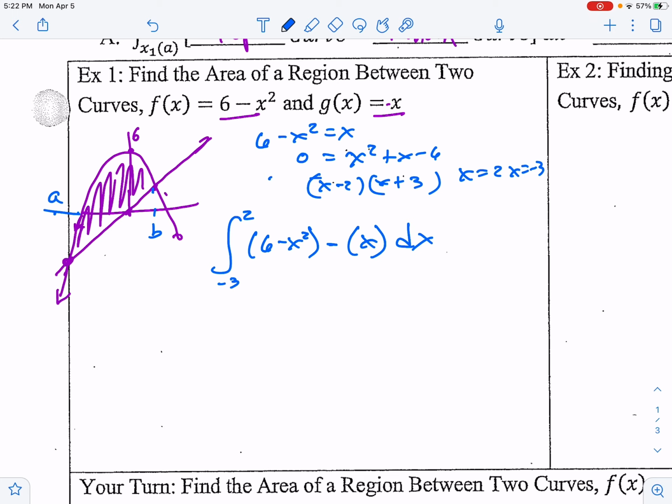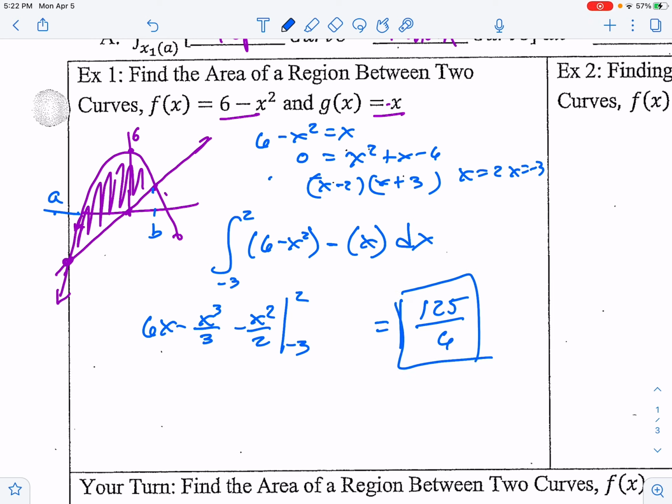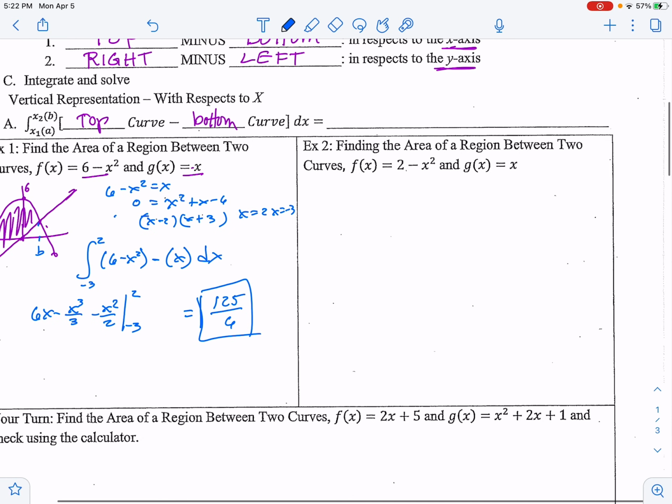So the integration ends up being 6x minus x cubed over 3 minus x squared over 2, and I'm going to integrate from negative 3 to 2, and you plug them all in, and your answer ends up being 125 over 6. 125, what I said, not what I wrote, 125 over 6. I am not going to spend the time doing the algebra in this video. You can do that yourself. But practice, because you won't have a calculator in your hand. You got to know how to do these without a calculator.